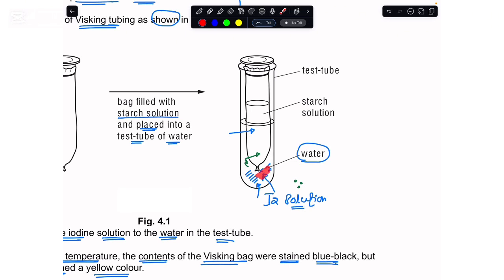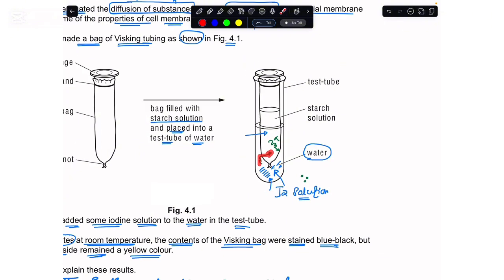But why did the surrounding water remain yellow? The reason is because starch, we know, is a complex sugar. This is a polysaccharide. So starch is large enough that it would not be able to cross the membrane of the Visking bag, and ultimately it cannot diffuse or move into the surrounding water. So that is why the contents on the outside of the Visking bag do not change color, but rather here, since iodine has moved on the inside, it will turn blue-black.